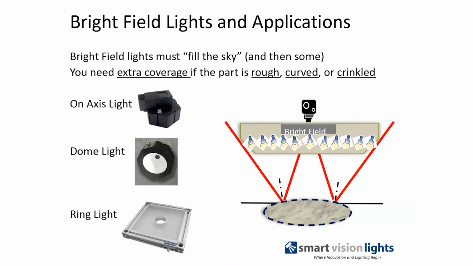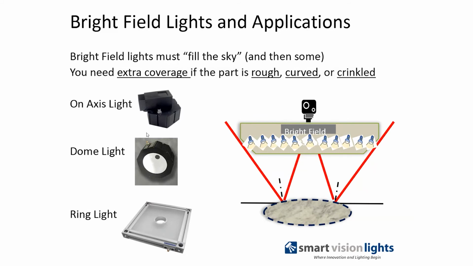So when we look at applications, bright field lights must fill the sky, if you will. You want to evenly fill all these bright field angles on your inspection. Again, typically the bright field angle is as wide as or wider than the object you're inspecting, and that's to create illumination through the whole bright field area to get an even scattering and make a nice consistent image through the field of view.